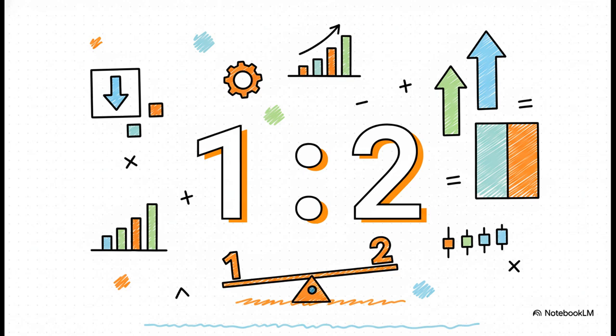And that brings us to the mathematical engine of this whole system, a fixed 1-to-2 risk-to-reward ratio. You are always risking $1 to make 2. This is a massive edge. And why is that so huge? Because it means you don't even have to be right all the time. You could have a win rate under 50% and still be profitable over the long run. That's a huge psychological relief.